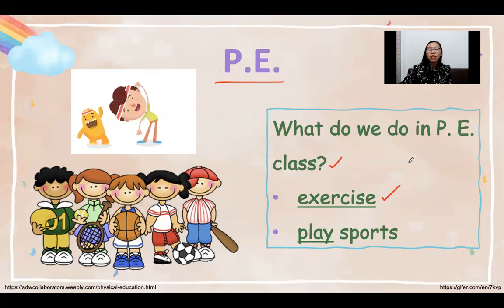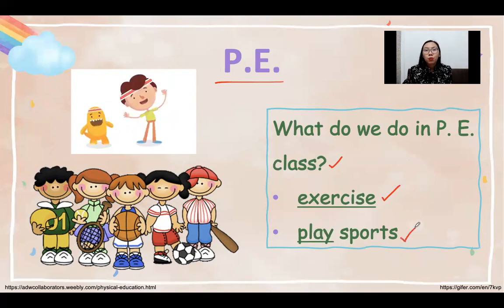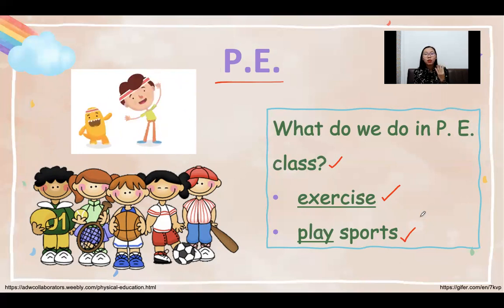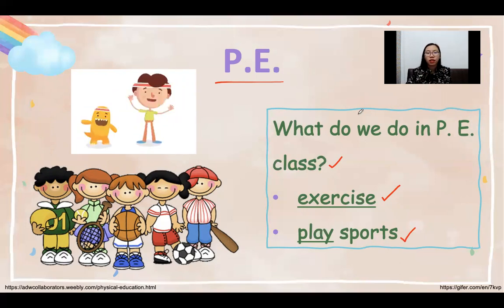Exercise and play sports. What do you mean by play sports? Play. Yes, play. Very good. And sports. Badminton, football. What else? Sepak takraw, right? Table tennis, swimming, sports. Okay. So again, what is the subject? PE. What do we do in PE class? We exercise and play sports. Very good. Next.